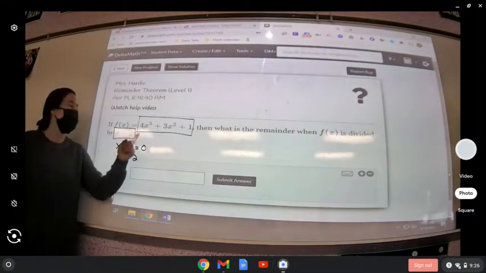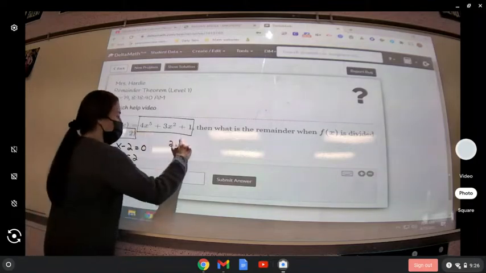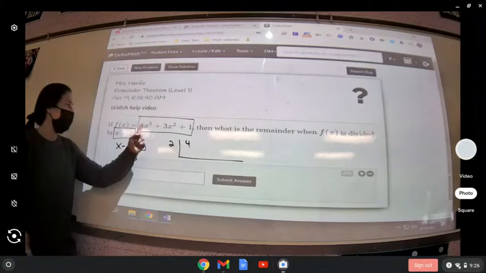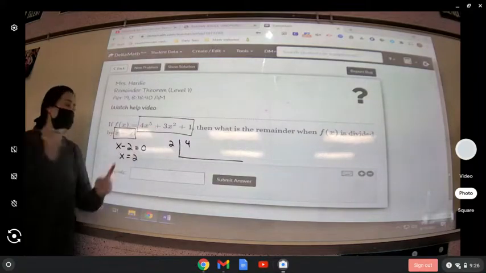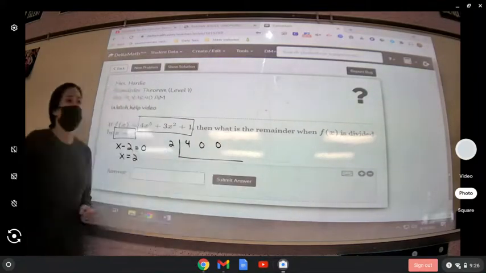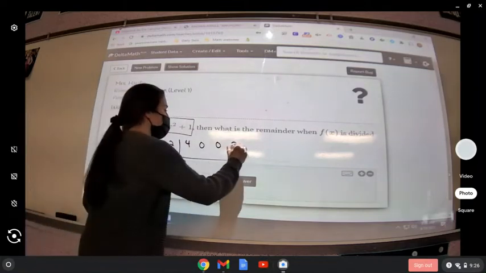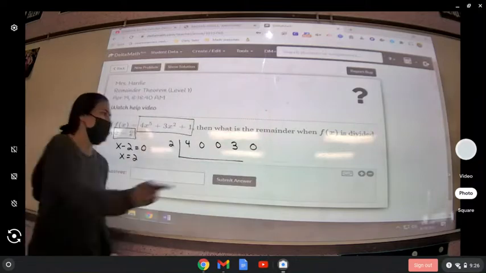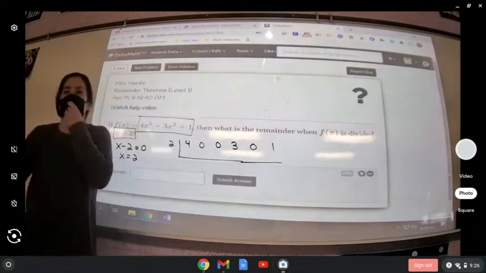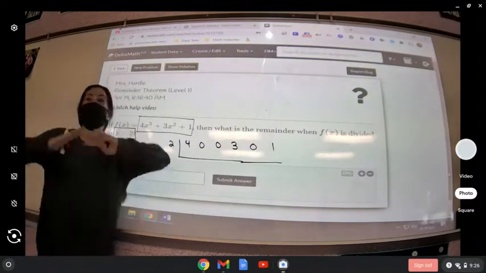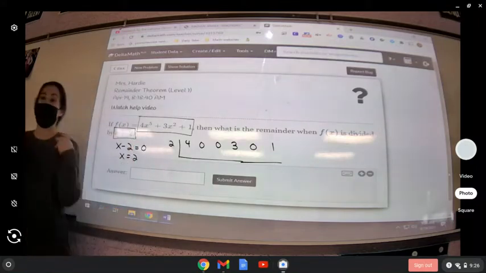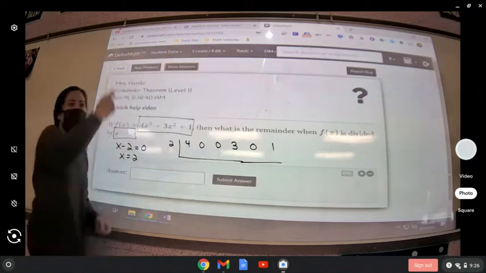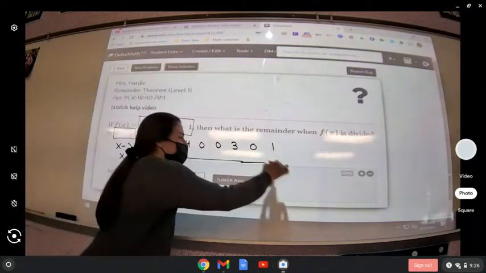If you wanted to do synthetic, right, you'd have your 2, then you get your coefficients, starts with a 4. It's missing an x to the 4th and an x to the 3rd, so you gotta fill in 2 zeros. Then you'd put your 3, it's missing an x term, so you gotta fill in another 0, and then you put your 1. So guys, a lot of the homework problems are missing tons of terms. So that's lots of zeros that you have to remember to fill in, and now there's lots of multiplying and adding that you gotta do until you get to that number.